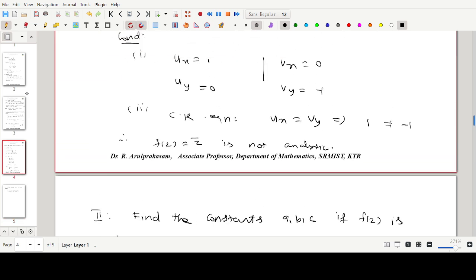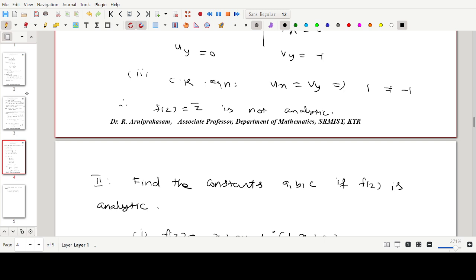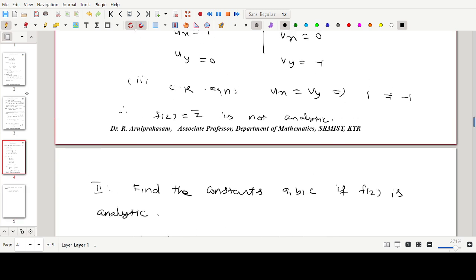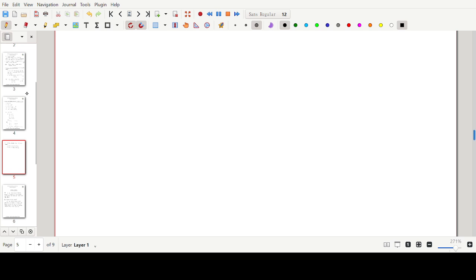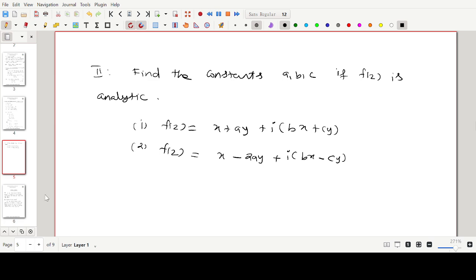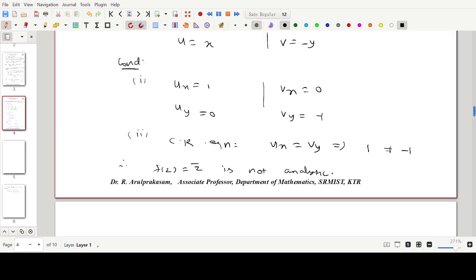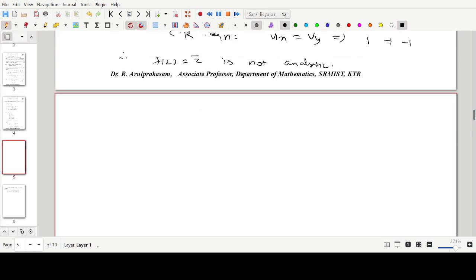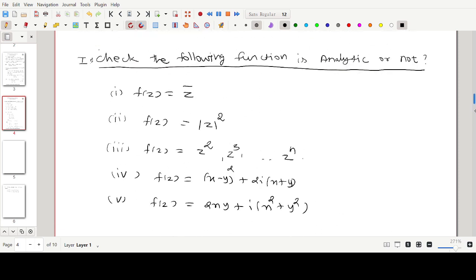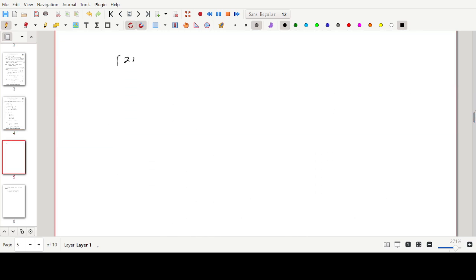Okay, we'll go for one more problem. Just consider problem 2. What is problem 2? f of z is equal to mod z square. So I can consider f of z is equal to mod z square.